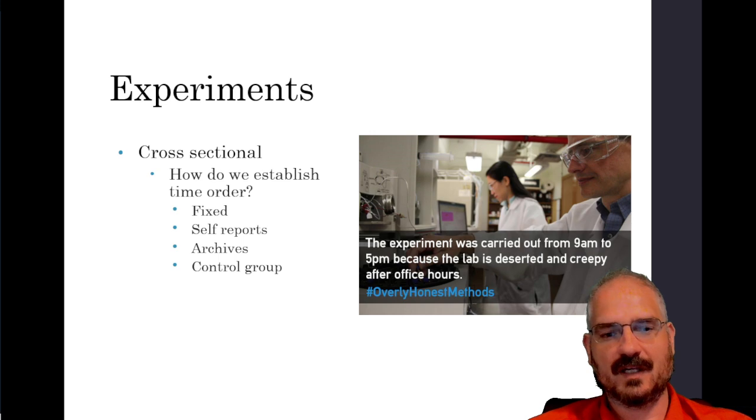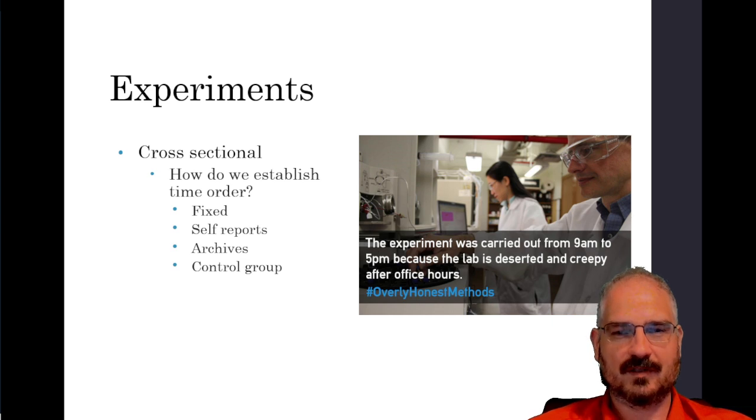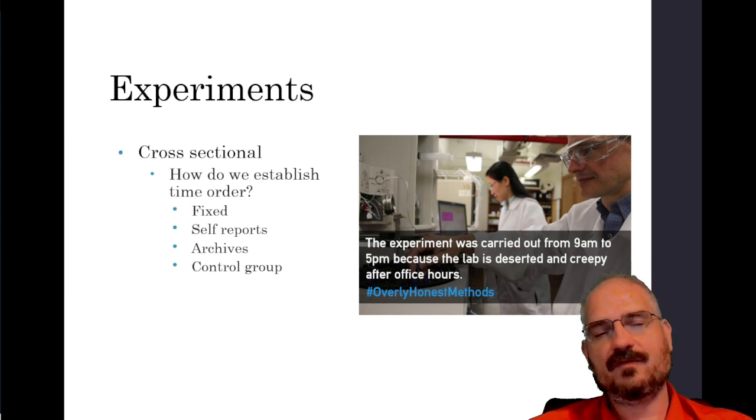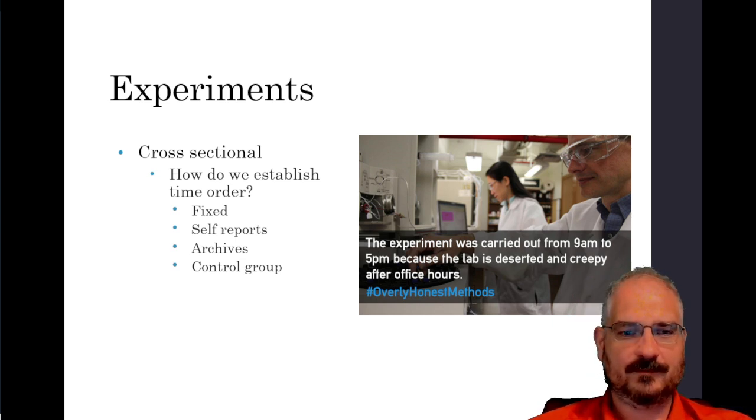Another thing we can use is archives, right? We can look at records. If it's a medical study, we can go back and look at your health records, right? And then, of course, a control group.